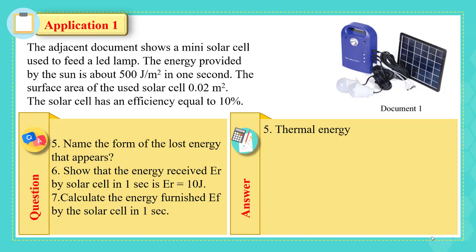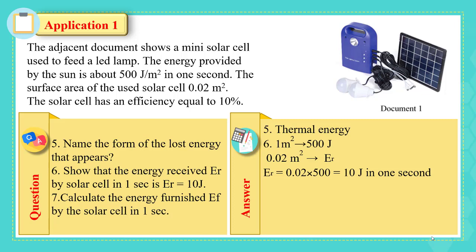In question 6, we have to show that the energy received by the solar cell is 10 joule. We return back to the given, and we have for each second and in 1 meter square, the energy received from the sun is 500 joule. So for 0.02 meter square, how much is the energy received by the cell? It is equal to ER. So ER is equal to 0.02 times 500, and then we get 10 joule in 1 second.